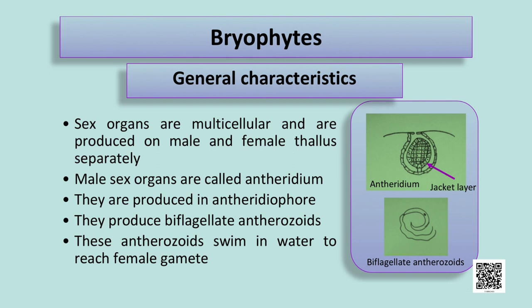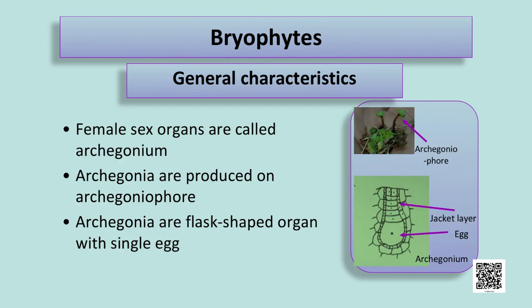These swim in the water to reach the female gamete to fertilize. If no water is present, the antherozoites fail to reach the female gamete. The female sex organs are called archegonium. They are flask shaped structures covered by the jacket layer.